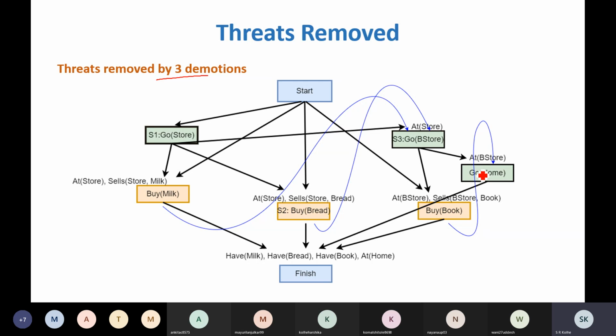Very interesting. So this has generated a plan. Now this tells you how the robot should work, right? So there are different partial plans that have been generated and that has resulted in a final solution. So first S1 will be performed, the robot will go to the store, then it will buy bread and milk, then go to the bookstore, then buy a book, and then will go home. Okay, so then the robot will have milk, bread, book, and the robot will be at home.